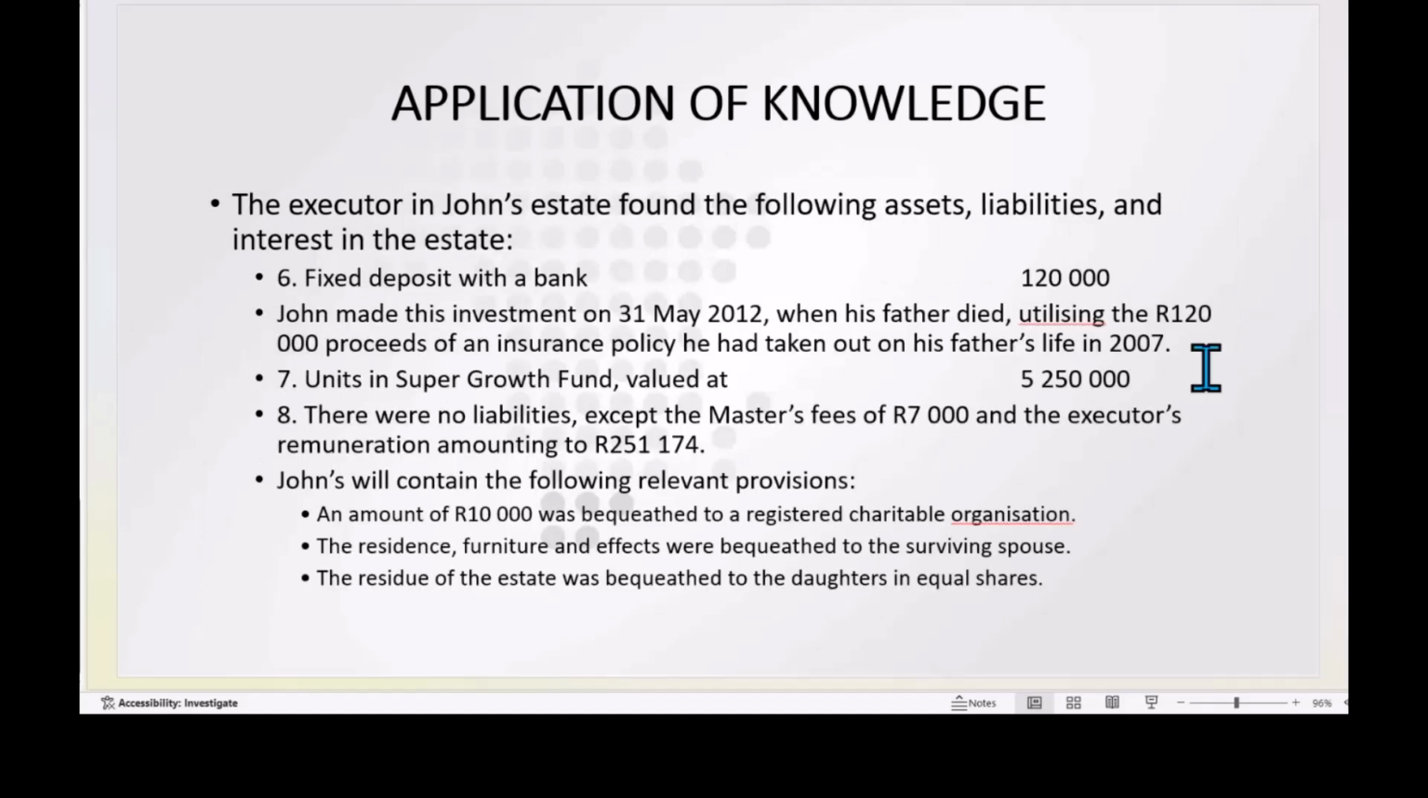Okay. Then there was a fixed deposit with a bank, and in there was 120,000 rand. We would also include that as part of his property. Then they tell us that he made this investment when his father died, utilizing the 120,000 rand of proceeds of an insurance policy that he had taken out on the life of his father in 2007. So we would just include the 120,000 rand as part of our property.